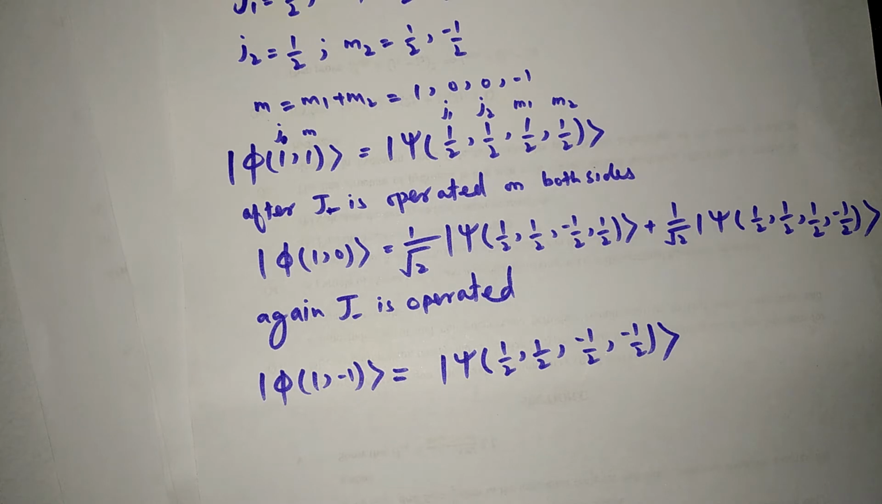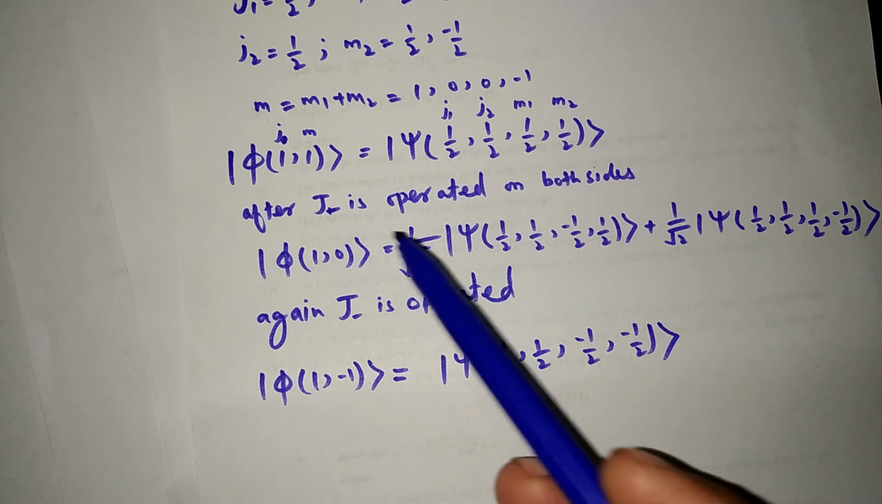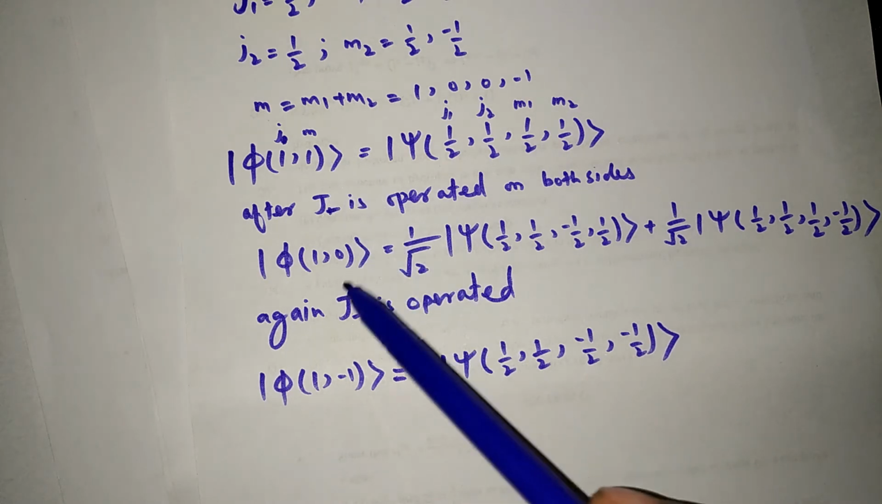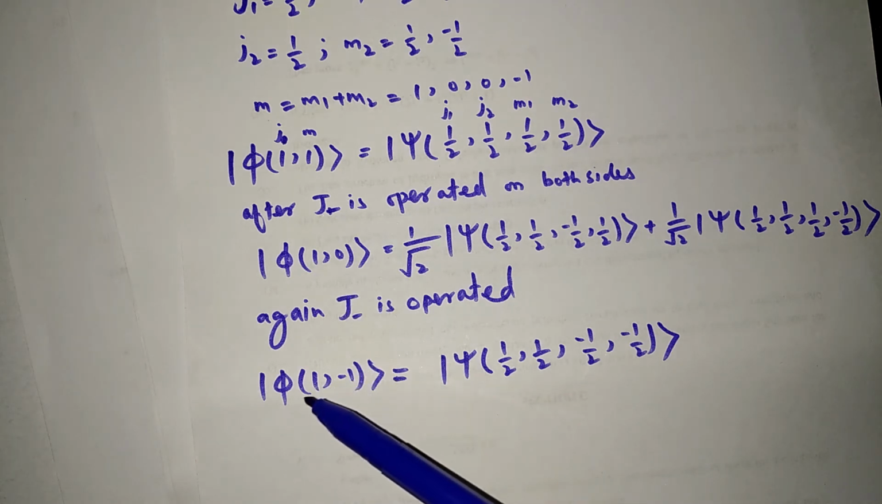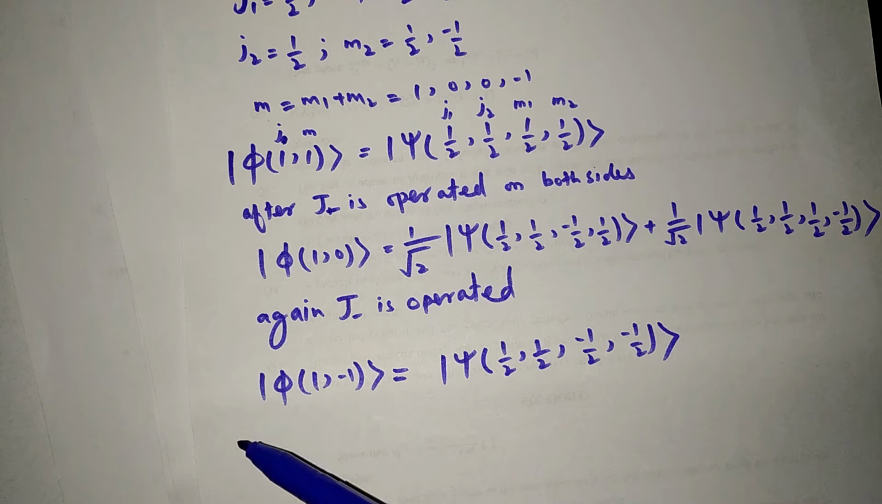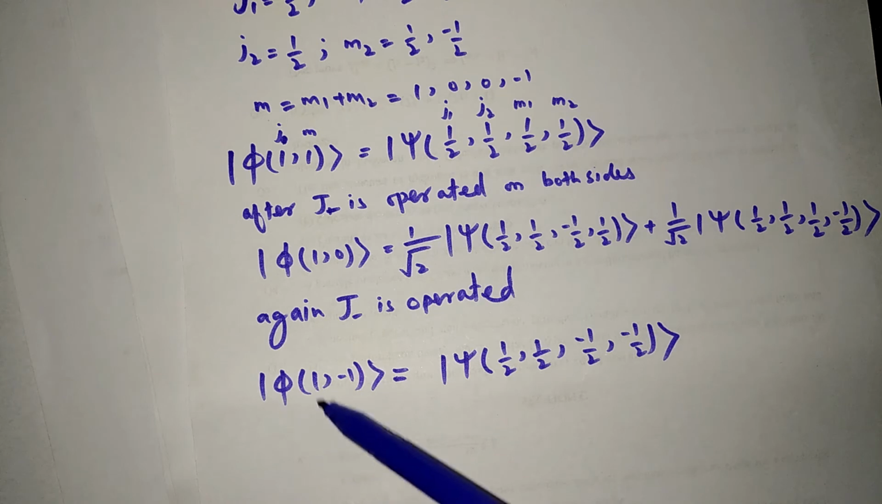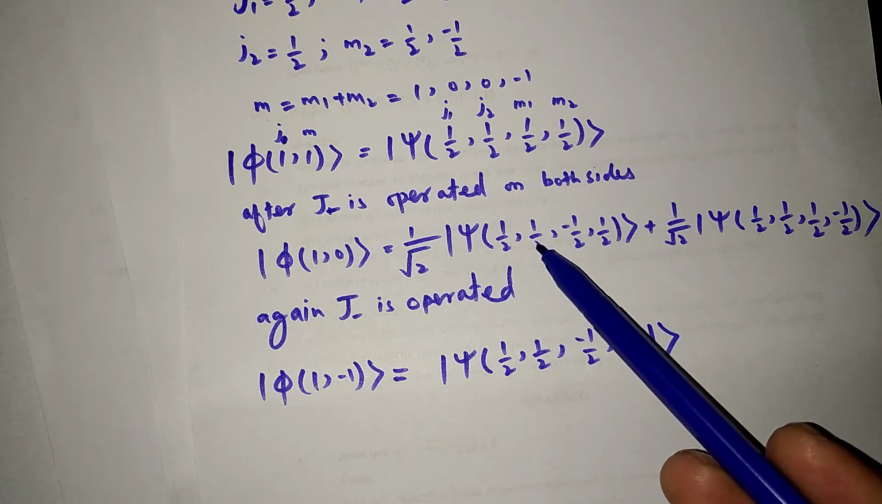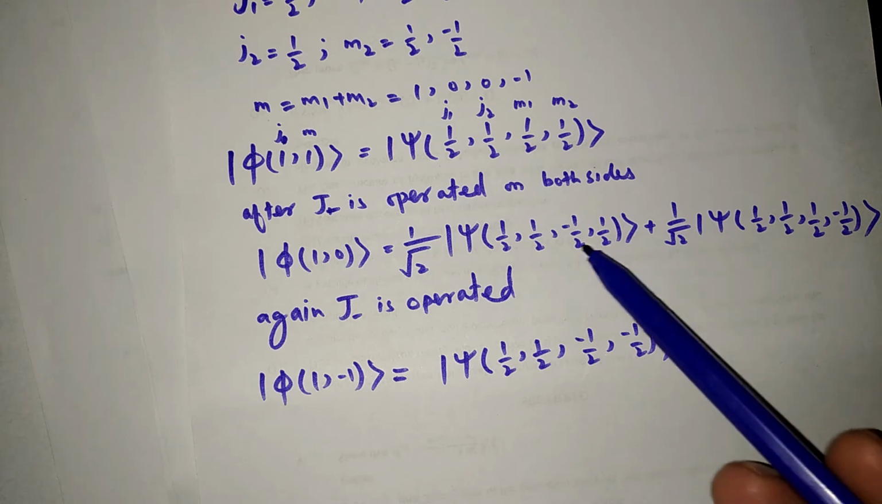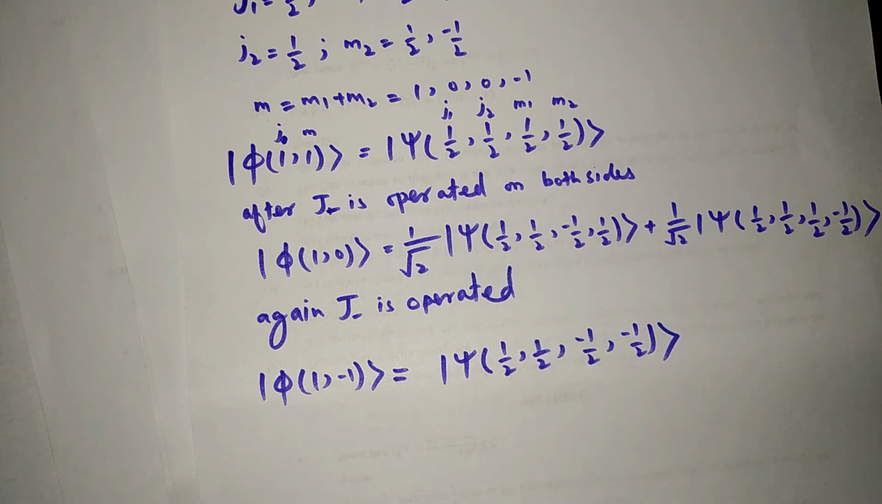Now these three states, 1 1, 1 0, 1 minus 1, as we know, are called the triplet state. And how do I get the phi 0 0 state function? You cannot operate J minus on this state because the J minus operator does not change the J value. So you use the fact that these two have to be orthogonal to each other.